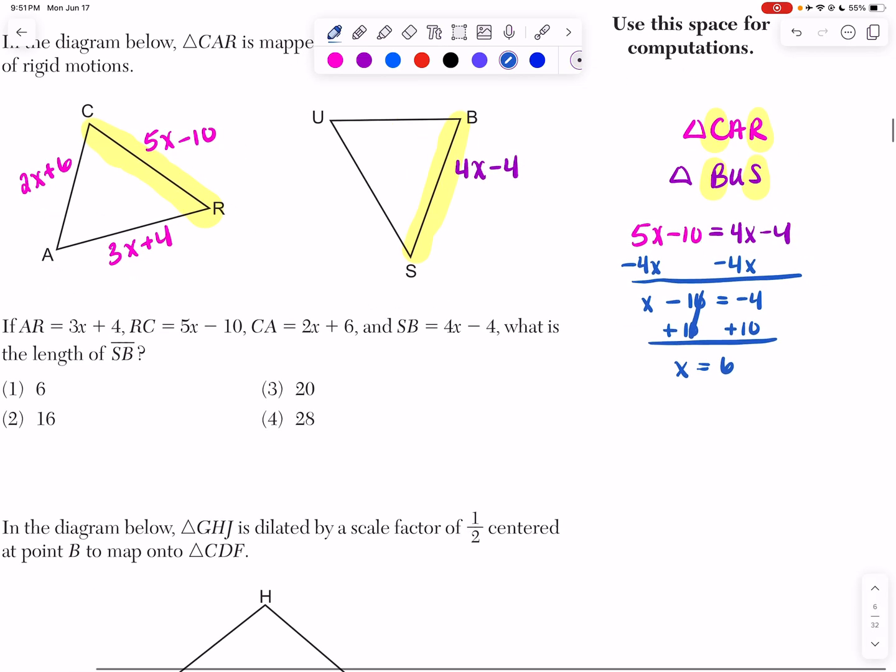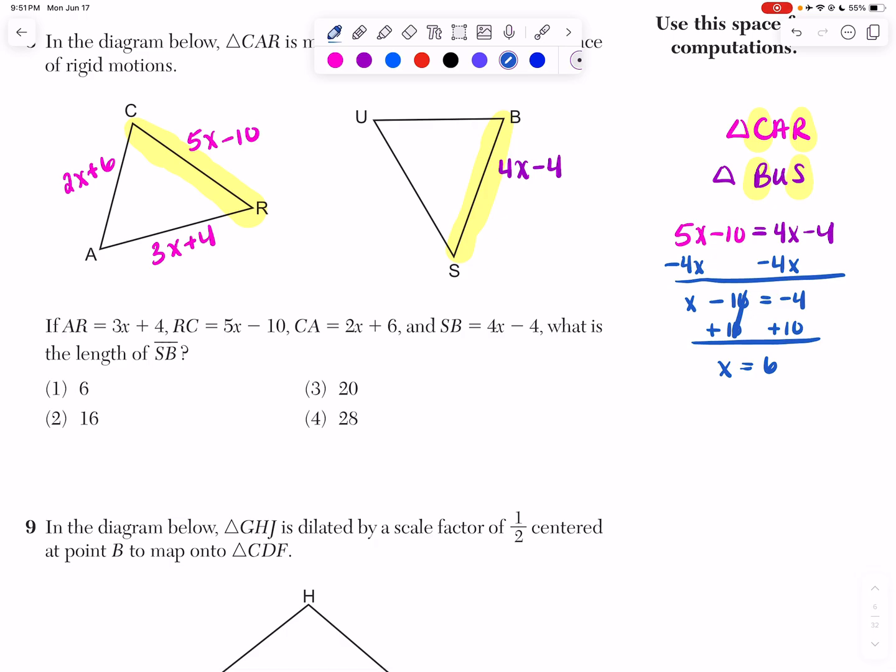So now you might think, oh, I'm going to circle choice 1. But the question's asking what is the length of SB. So we're going to have to go back to SB and plug in 6 for x. So when I go back to SB, I'm going to do 4 times 6 minus 4. And when I type that into my calculator, I do get 20. So the length of SB is choice 3.